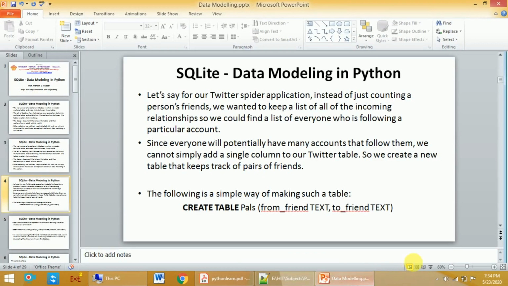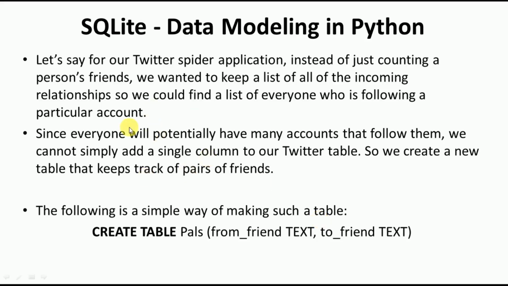So in this case, what I'll do is add one extra table. I'll call that table PALS, and it will have two attributes. One is called from friend, and the other is to friend. From friend is the original person, and to friend is whom he is following, or who his friends are.